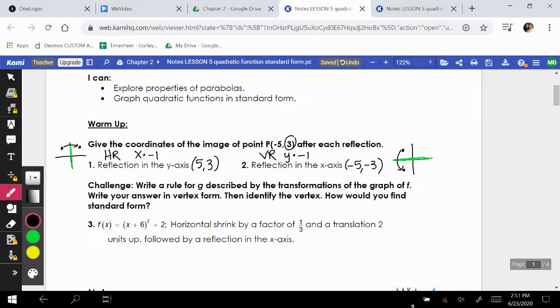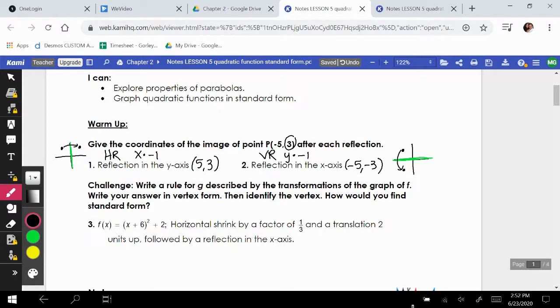The next warm-up is a challenge question. So if you don't quite grasp it, don't be too hard on yourself. It's meant to feel challenging. It says, write a rule for g described by the transformations of f. Write your answer in vertex form, then identify the vertex. How would you find standard form?